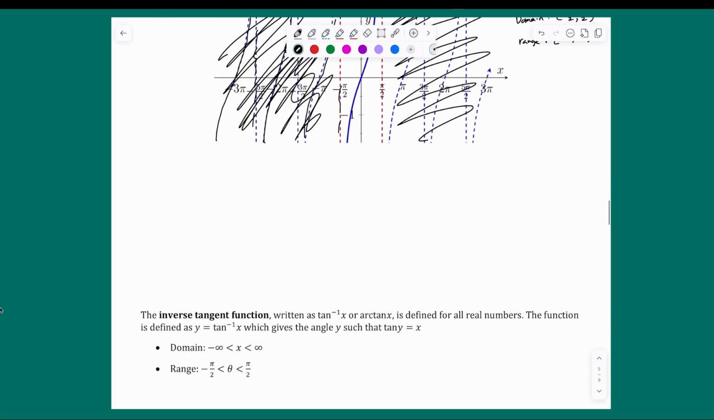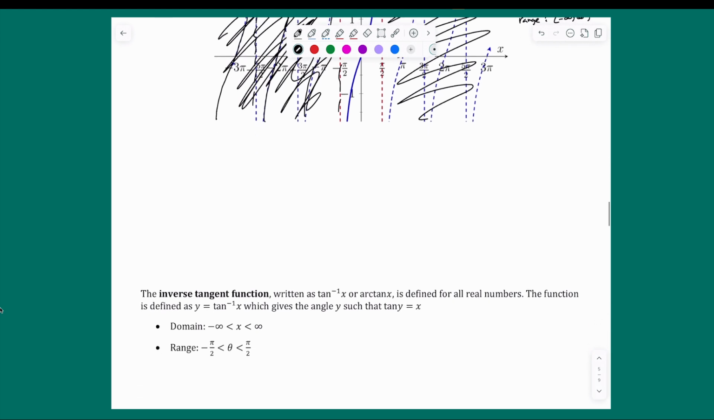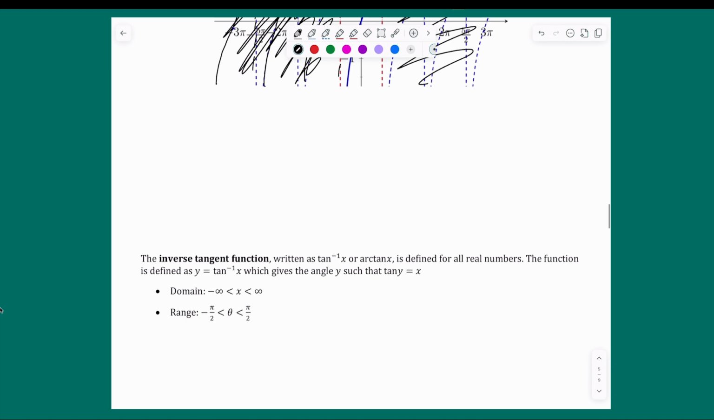And so let's define the inverse tangent function. So the inverse tangent function, written as tangent inverse of x or arctangent of x, is defined for all real numbers. The function is defined as y equal to tangent inverse of x, which gives the angle y such that tangent of y equals x. And once again, we know the domain is all real numbers from negative infinity to infinity, and the range would be from negative pi over 2 to pi over 2.